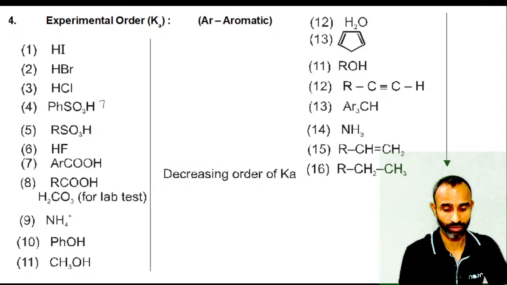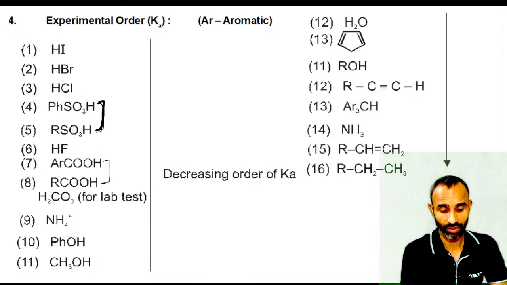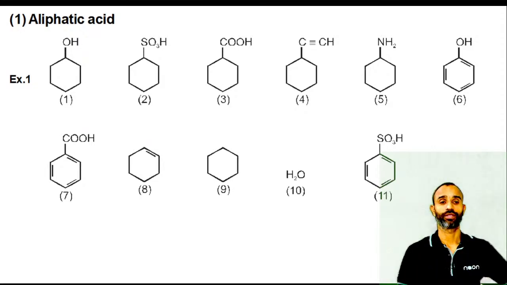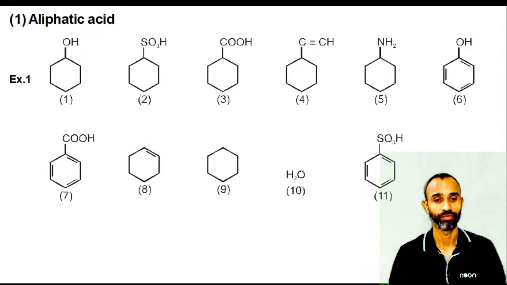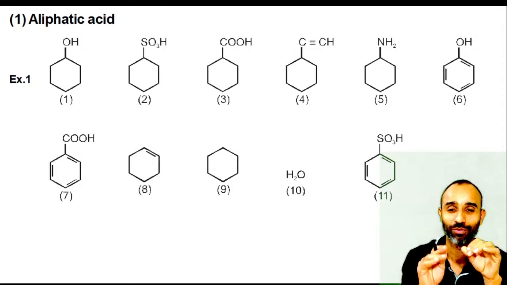This one, see, benzene sulfonic acid and alkane sulfonic acid. Same is the case here. Okay, so these are the aliphatic acids. What is the order of their acidic strengths? Which one is most acidic?